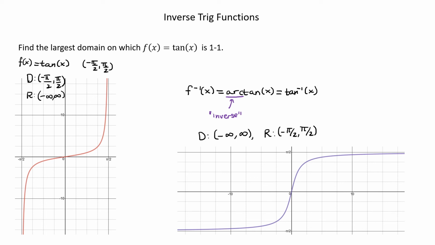I wanted to point out a couple of features here. In the graph of tangent of x, we have vertical asymptotes x equals negative pi over 2 and x equals pi over 2. When we look in the graph of arctan x, or inverse tangent of x, our x and y values switch, and so these vertical asymptotes are going to turn into the horizontal asymptotes y equals pi over 2 and y equals negative pi over 2.